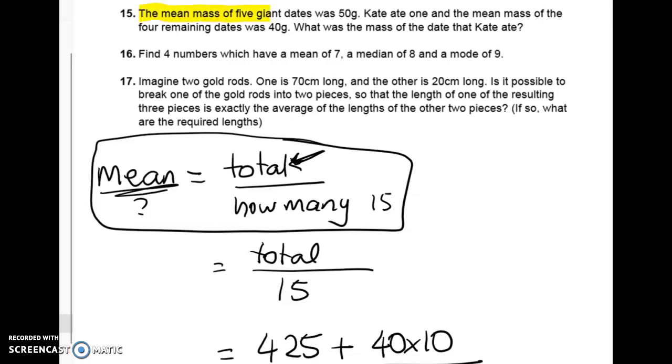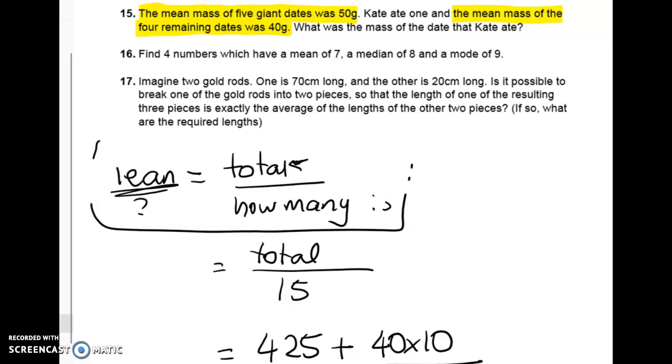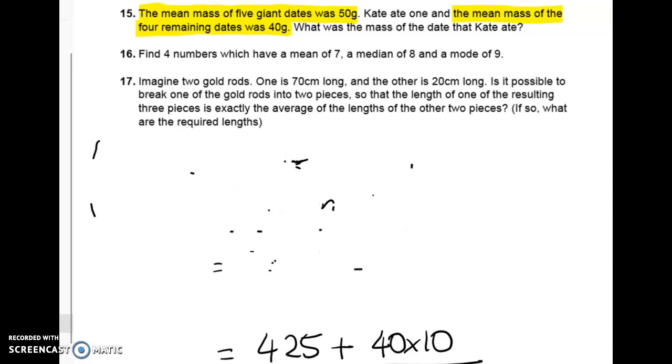The mean mass of 5 giant dates was 50 grams. Kate ate 1, and the mean mass of the 4 remaining dates was 40 grams. What was the mass of the date that she ate? Okay, so if you haven't done this already, I want you to pause the video and try and figure that out now, just while I'm cleaning up the screen. So pause it and give it a go. I'll just get rid of this, give myself a bit more space.